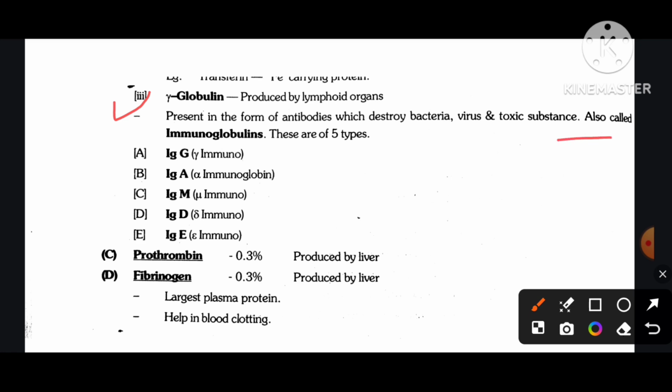substance, also called immunoglobulin. These are 5 types: IgG, gamma immunoglobulin; IgA, alpha immunoglobulin; IgM, mu immunoglobulin; IgD, delta immunoglobulin; IgE, epsilon immunoglobulin. Prothrombin 0.3%, produced by liver. Fibrinogen 0.3%, produced by liver. Largest plasma protein, helps in blood clotting.